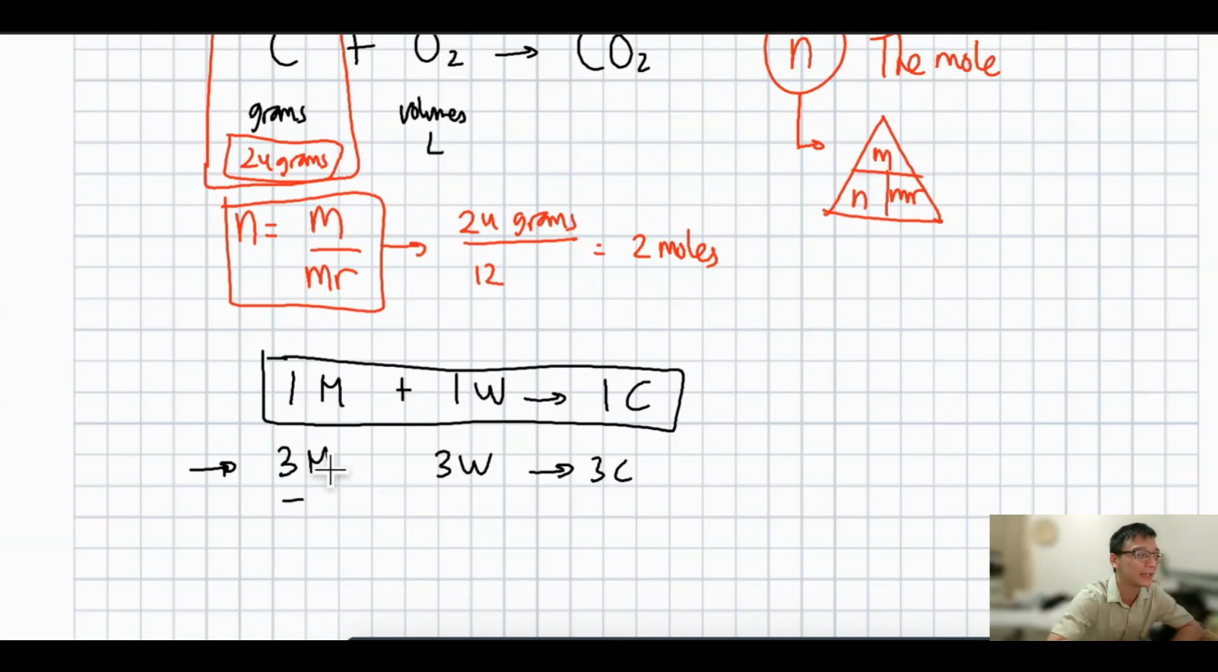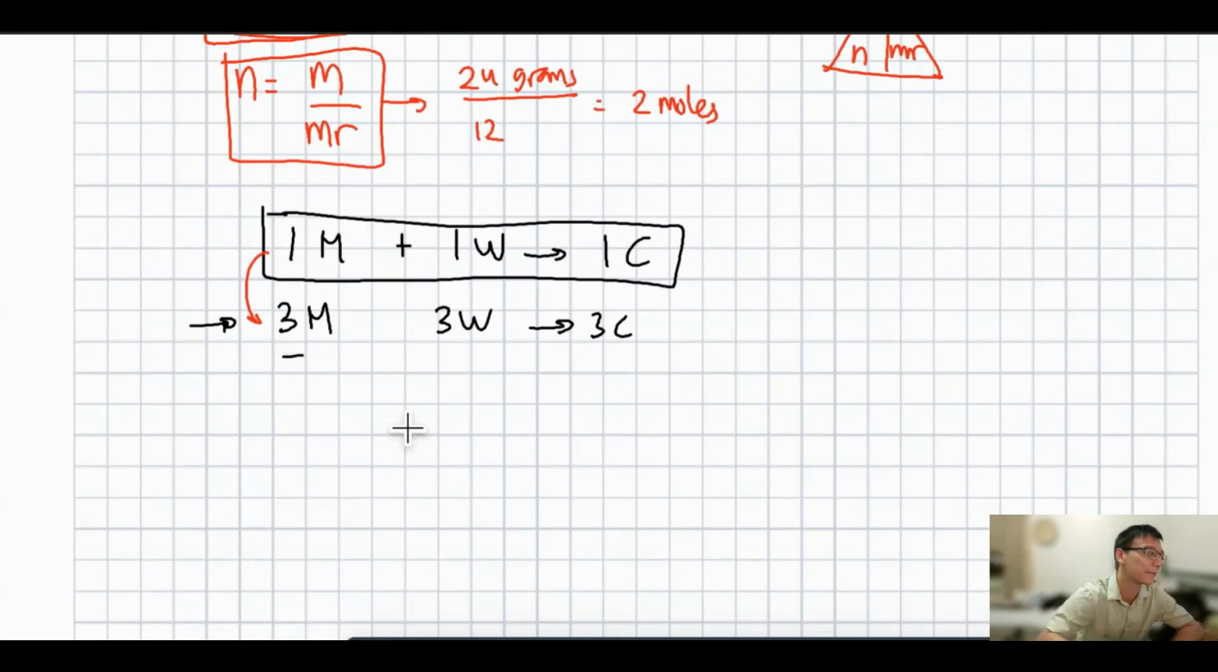But how can we actually come to this solution? It seems that from this formula, one man, one woman, one couple, we multiply everything by 3. Since the multiplier is 3, we also multiply this by 3 and multiply this by 3.